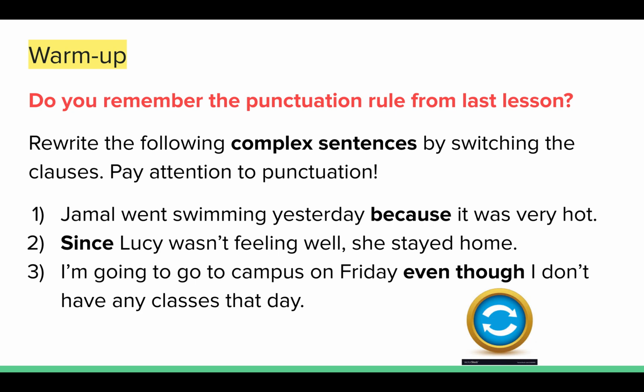Notice that this will change your punctuation. So take a look at whether the sentence needs a comma or doesn't need a comma. Please pause the video while you do this. I'm going to give you the answers right now.